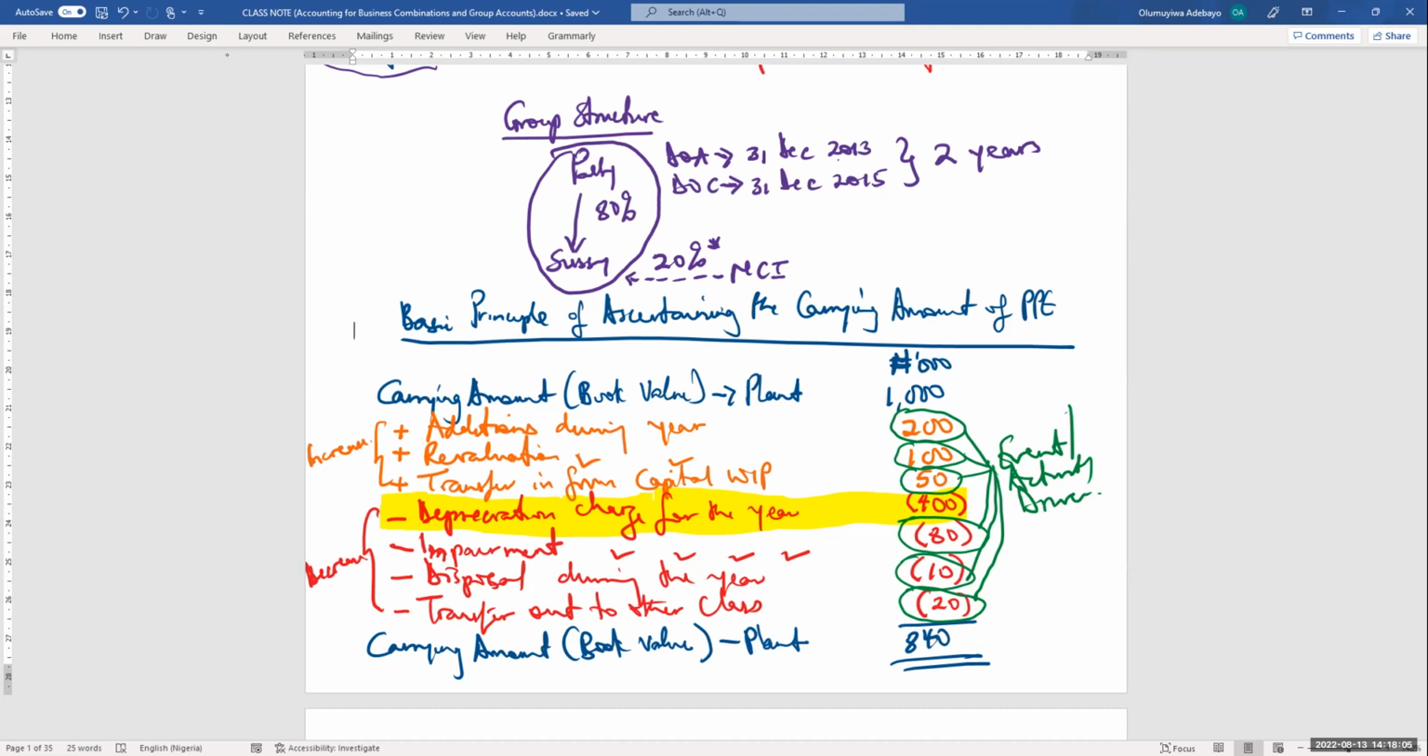You can now see that the only one that is left out is depreciation, which speaks to the question at hand. None of these events or activities was given, other than the fact that the plants compulsorily would have been depreciated. Now let's go back to the question.